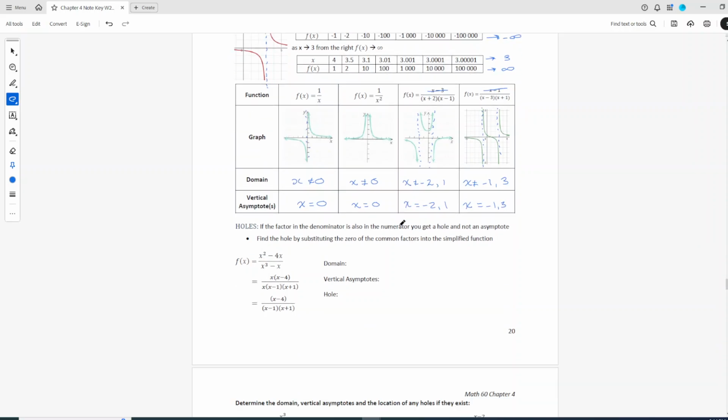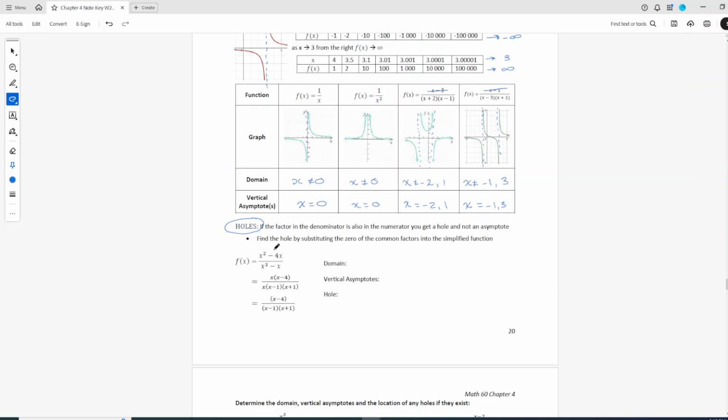Before we finish the conversation on vertical asymptotes, I have to tell you one exception, which is that sometimes a domain restriction is not necessarily a vertical asymptote. Sometimes it's what we call a hole. It's just a hole. And this is going to happen in one very specific circumstance. If, when you factor your numerator and your denominator, there is a common factor between the numerator and the denominator, then you're going to get a hole where that happened.